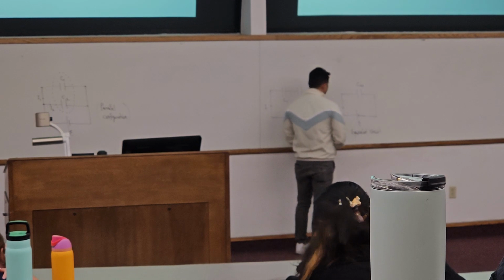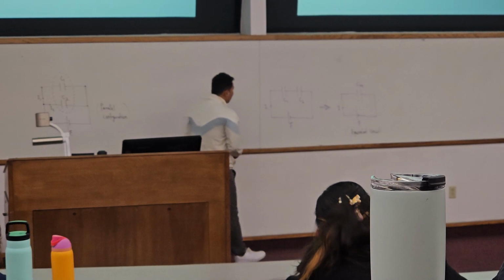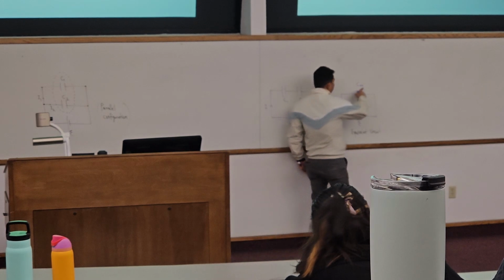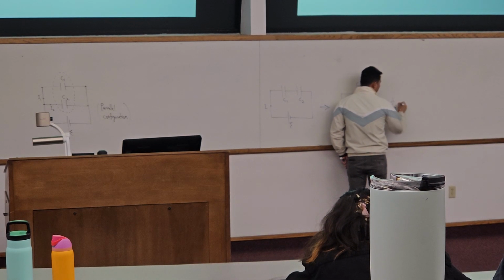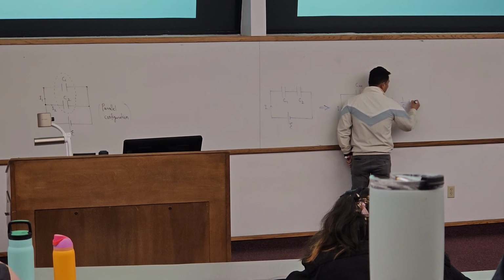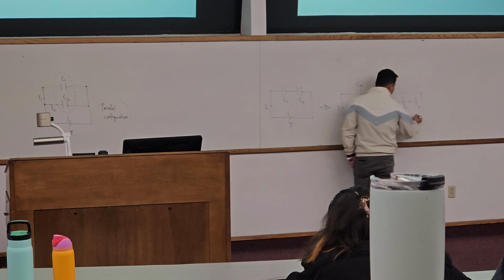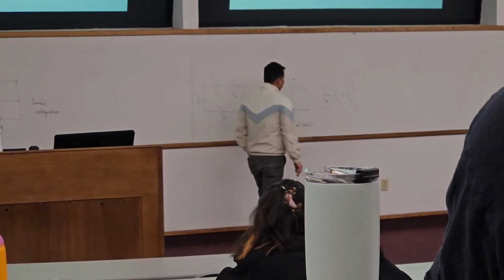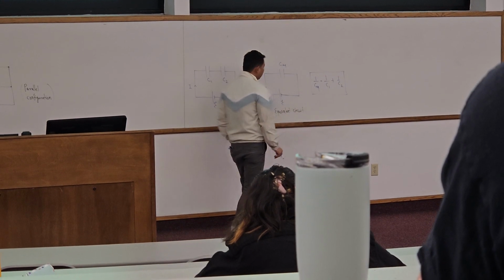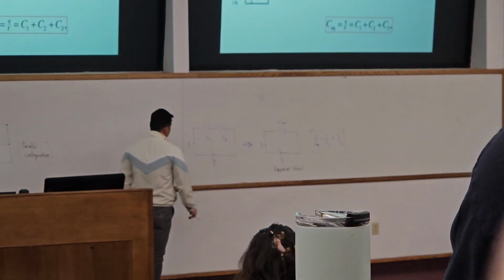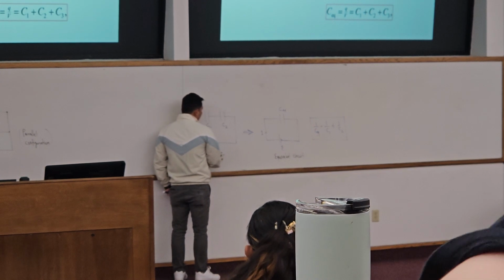Too many components in the circuit. So if you have a combination like this, the equivalent capacitor value you can calculate as 1 over C equivalent equals 1 over C1 plus 1 over C2. You can use this formula, and you can even derive this one later on, so that we can get the equivalent capacitance like this.